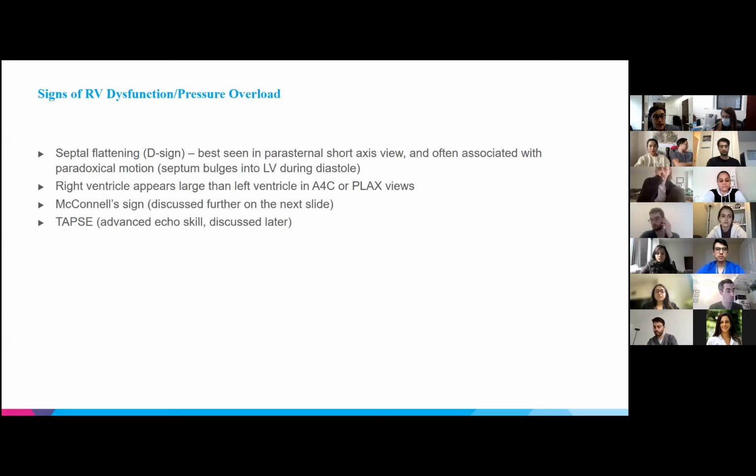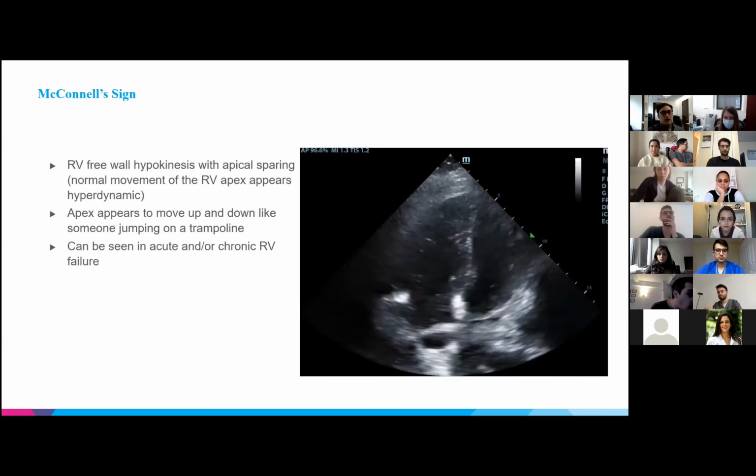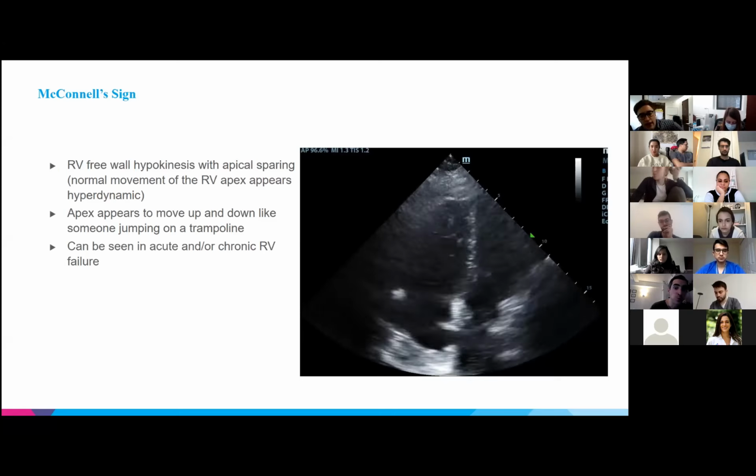And then if we see the septal flattening on the parasternal short axis view, then you certainly want to get a 4-chamber view and try to quantify whether the right ventricle is larger than the left ventricle. And then the more advanced signs, which we'll get into in a little more detail, are the McConnell sign and TAPSE, which are more advanced echo signs, but it's helpful for you to know about them because you'll probably hear about them from time to time. So this example here is trying to highlight the McConnell sign.